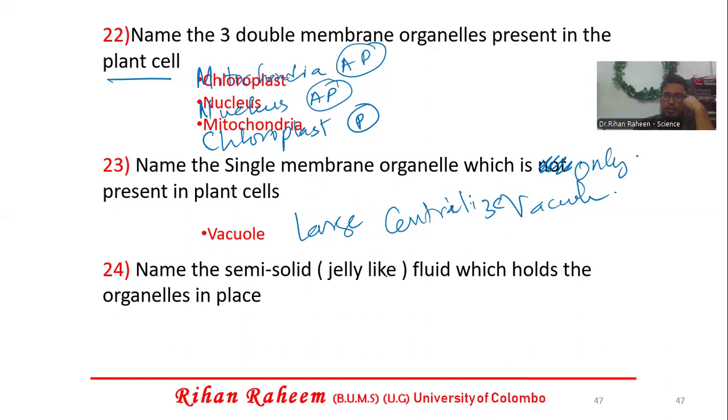Name the semi-solid jelly-like fluid which holds the organelles in place. Cytoplasm. Okay, it is the cytoplasm. Cytoplasm is also correct. Another word for cytoplasm is cytosol. So I think for grade 10 students, we know this cytoplasm. Okay, even if you put large vacuole, it is correct, Buddha. Large centralized vacuole, large vacuole. Even if you put vacuole, they are giving the marks.